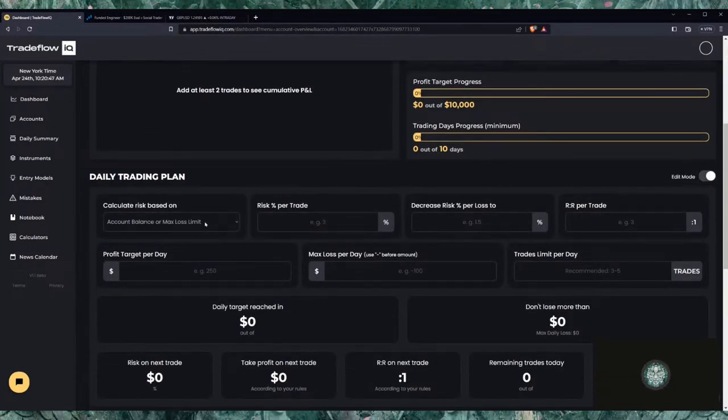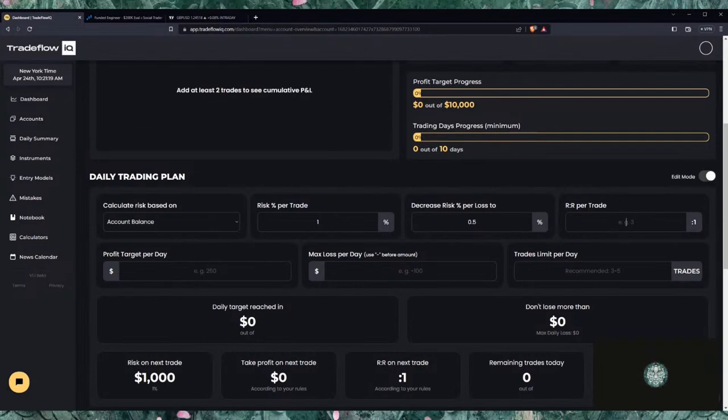So account balance. I typically use it on account balance. Let's say we're on phase one. I typically do 1% risk per trade. Then there's decrease risk percent per loss to, so if we take a loss, we can reduce it to 0.5. If you take that first loss, I believe it'll automatically recommend that you decrease your risk. I believe you just leave this empty.